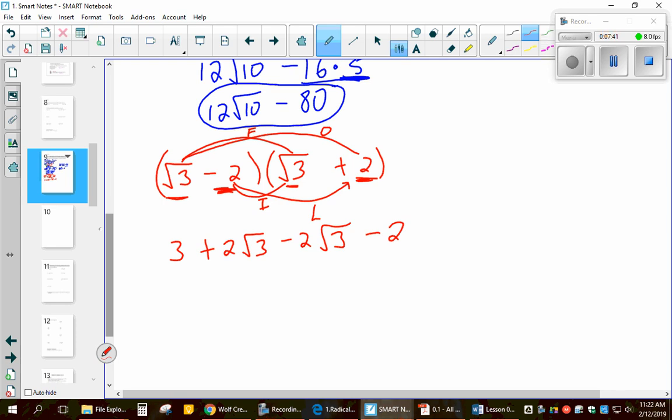Okay, so now I can collect like terms, right? These guys are like terms, they're both root 3. So I've got 2 minus 2. What's 2 minus 2? 0. So they're just gone. I could say 0 root 3, but that'd be 0. They cancel, 2 minus 2 is 0, they're gone. So what I have left is 3 minus 2. In the end, my answer is just 1. Okay, good.